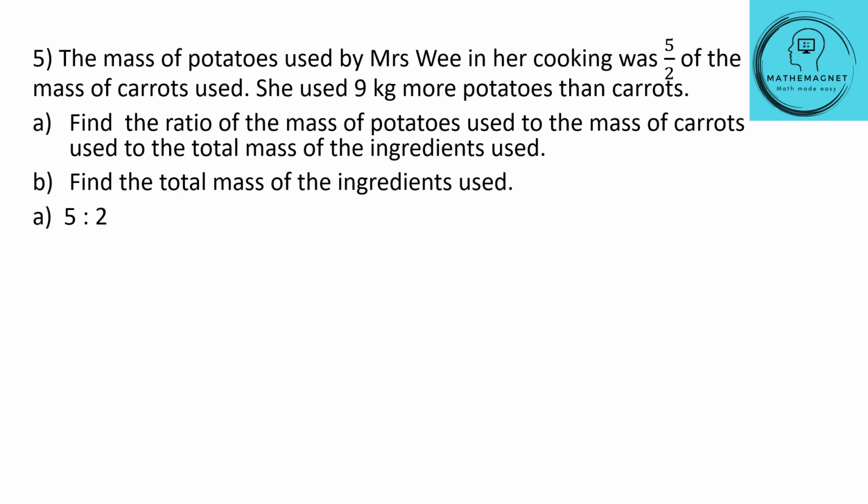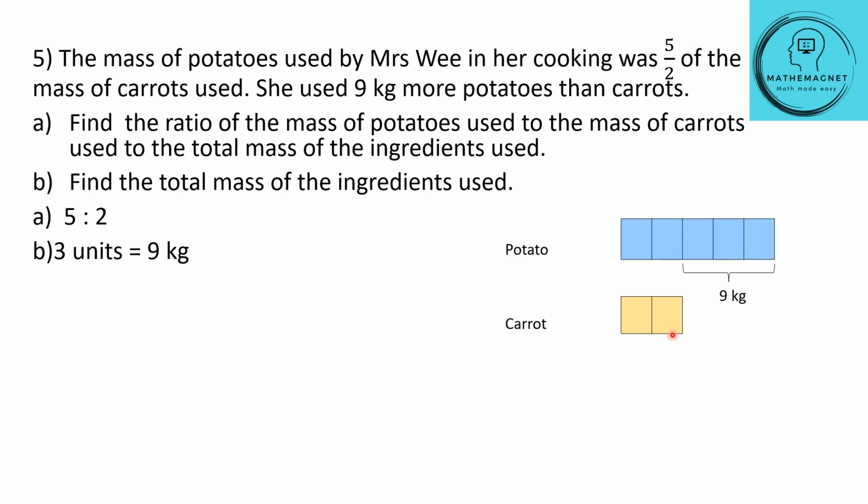Now A will be 5:2 because the fraction given here is 5 by 2, that is 5 units of potato and 2 units of carrot. So the ratio will be 5:2. The bar model can be drawn in such a way that potato is 5 units, carrot is 2 units, and we know she used 9 kg more potato. So the difference, 3 units, is equal to 9 kg. So we know 3 units is 9 kg, 1 unit will be 9 divided by 3, which is equal to 3.